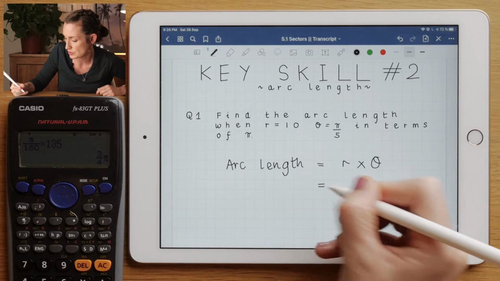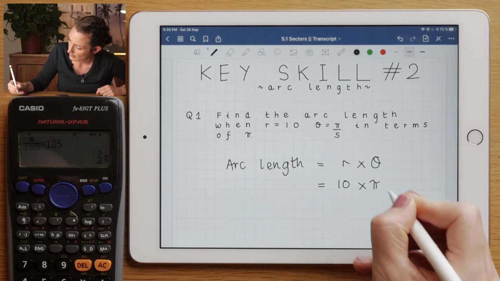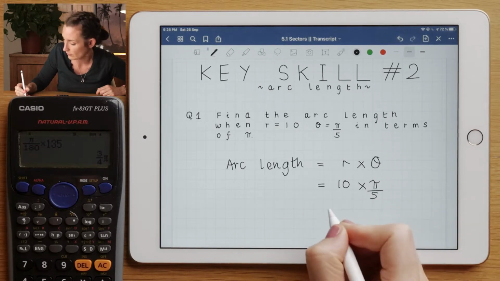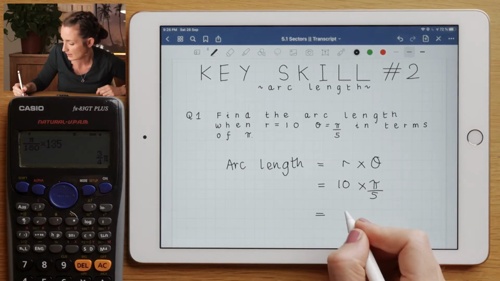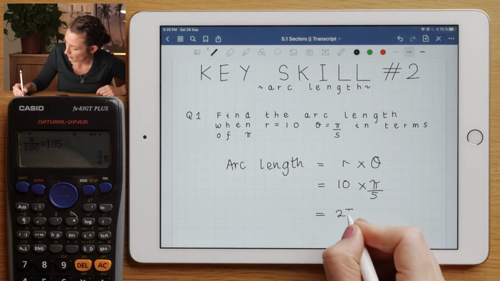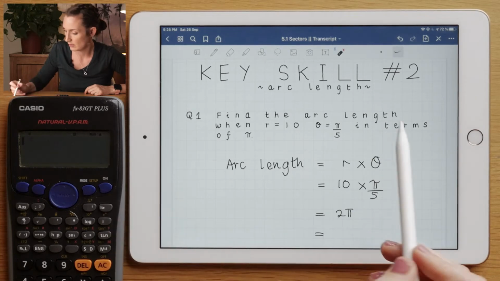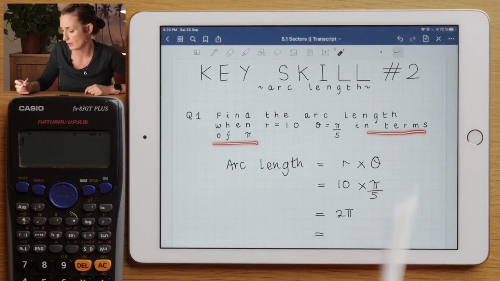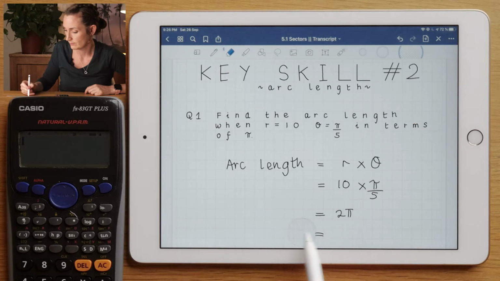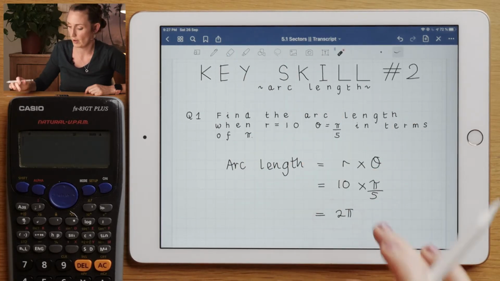On the second line, you should always substitute in, so r would be 10 and theta would be pi over 5. You can cancel that down, the 5 and the 10. And the arc length would be 2 pi. We've been asked to leave the answer in terms of pi, so 2 pi would be sufficient. So when your answer is in terms of pi, you leave it as a multiple of pi.